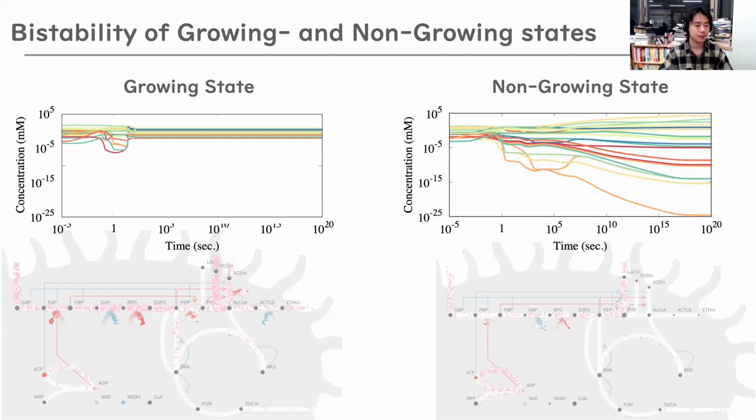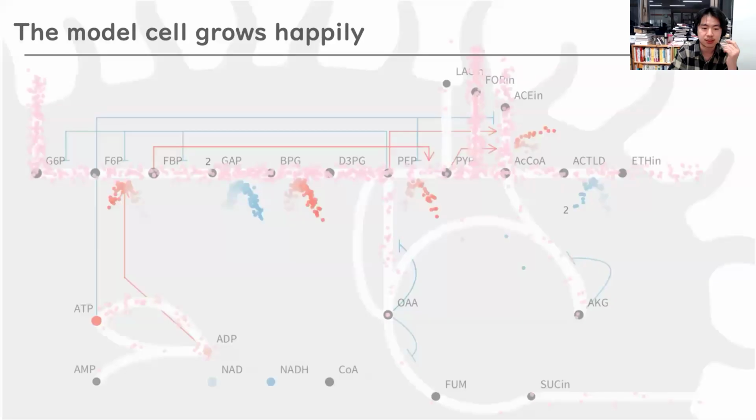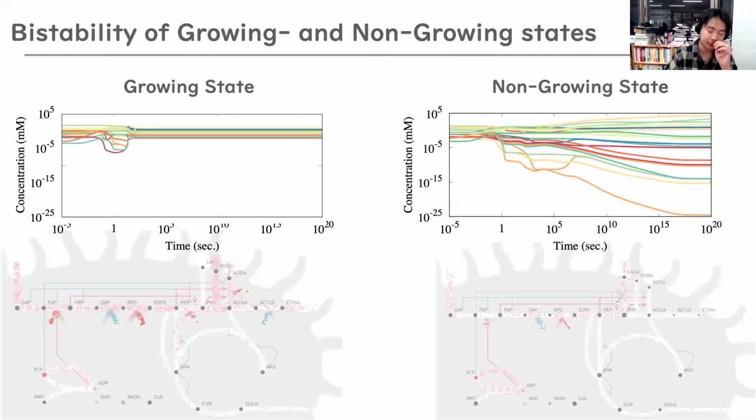So this is the time course of this ordinary differential equation model. Different colors indicate the concentrations of different metabolites. And the x and y axes are in logarithmic scale. So in a growing state, on this attractor, the concentrations of metabolites are in an experimentally reasonable range. And also, while I'm not showing it, the growth rate at this attractor is a doubling time of 2 hours or something like that. This is consistent with the experiment.